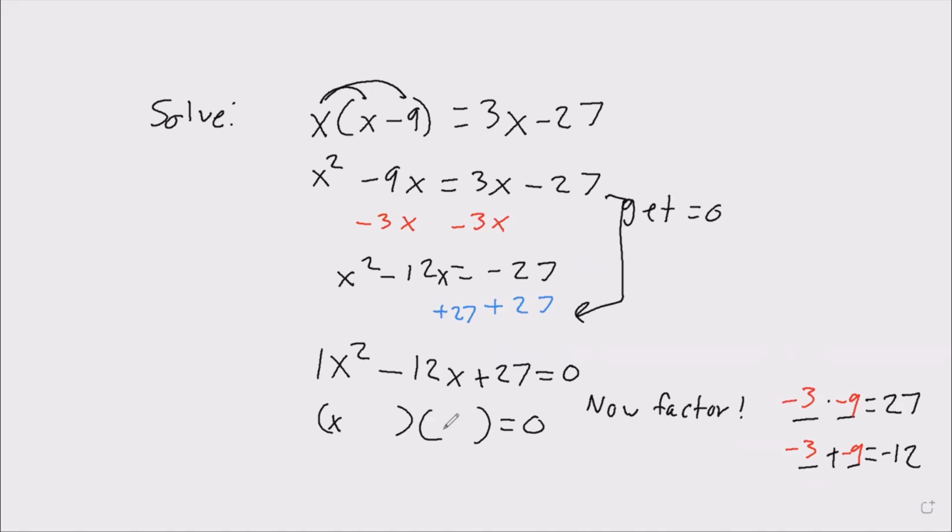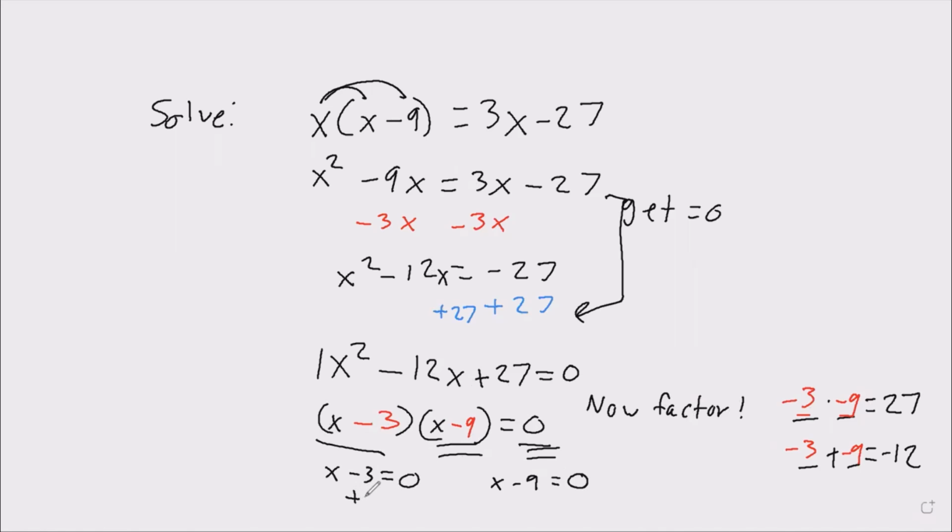Both parentheses are going to start with an x, and then we put the numbers we just found into those parentheses. Now we have factored the left side, but we are not finished because we still have this equals 0. To finish, we are going to set each factor equal to 0. So x - 3 = 0, and x - 9 = 0.